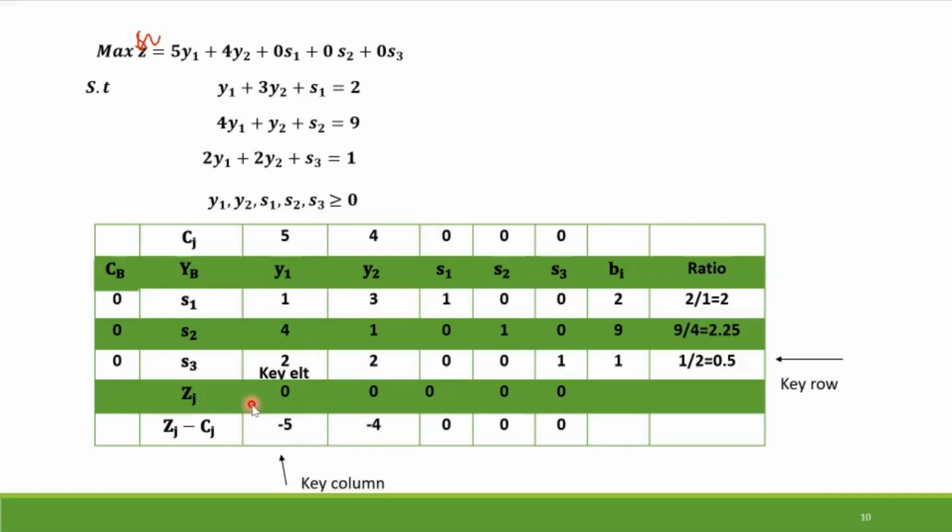Whichever row the key element is present in, that row has to be divided by that particular key element. So divide the entire third row by 2. I will keep everything else the same. In the next table, again, I will cancel the Cj, Cb, Zj and ratio columns and also divide by 2. Hope all of you have this table so that we can write the next table.